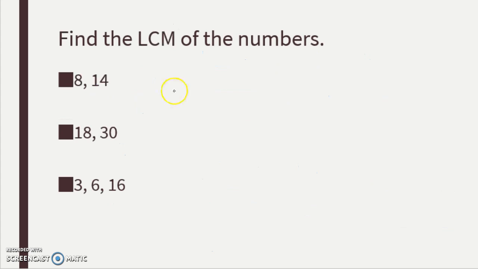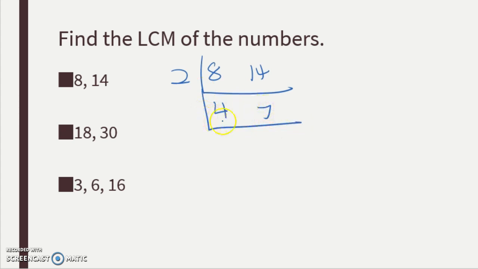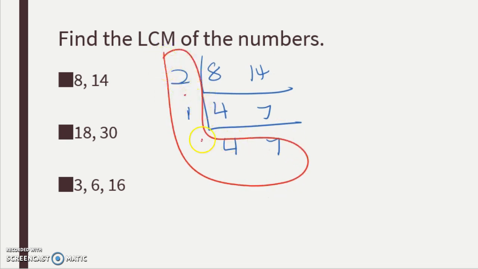Now let's move on to LCM. Same steps, except now you're just dropping your numbers. 8 and 14. Take out a 2, that makes a 4 and a 7. The only thing that can come out of 4 and 7 is 1. Then you drop your 4, drop your 7. Then for LCM, you multiply everything on the outside here. So 4 times 7 is 28, times 2. Our answer is going to be 56.